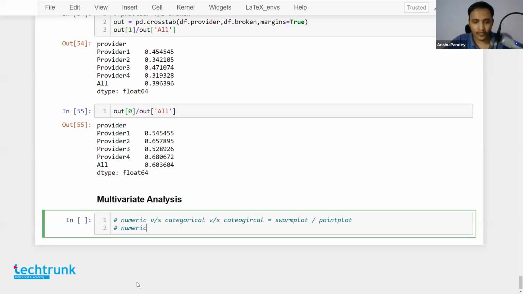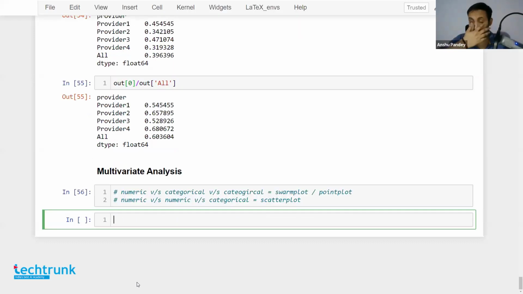When you compare numeric versus numeric versus categorical, that's where you'd want to use possibly a scatter plot. So let's look at both situations with one example each and try to understand how these comparisons might help us and what kind of pattern we can extract out of them.